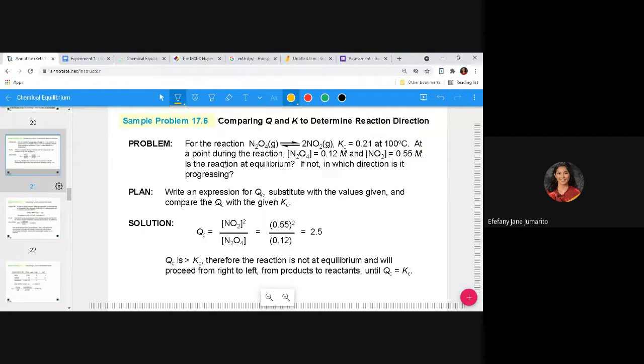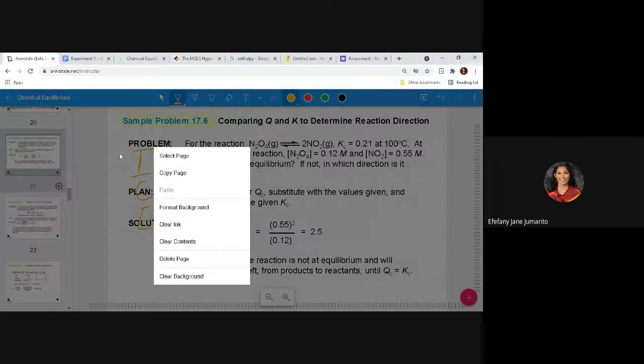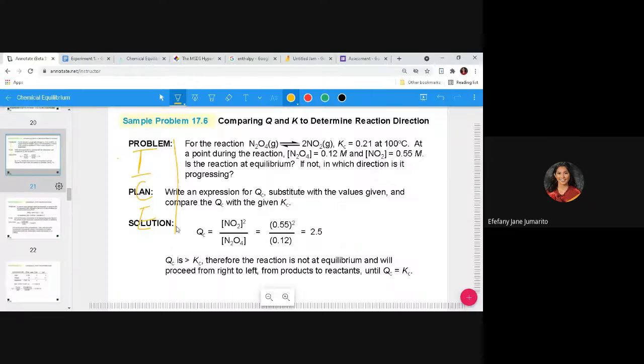Okay, we have this one. ICE tables. ICE means initial.